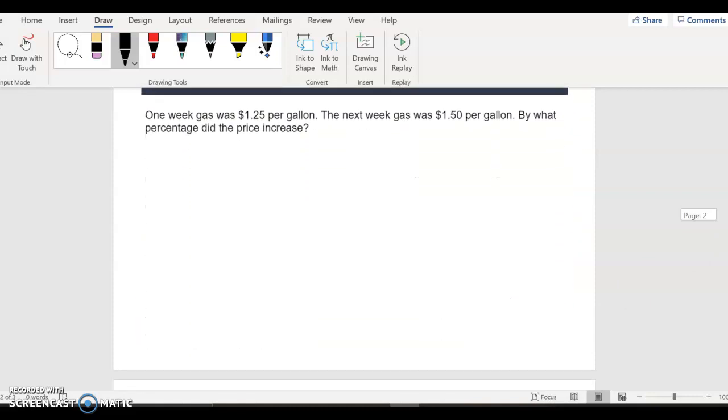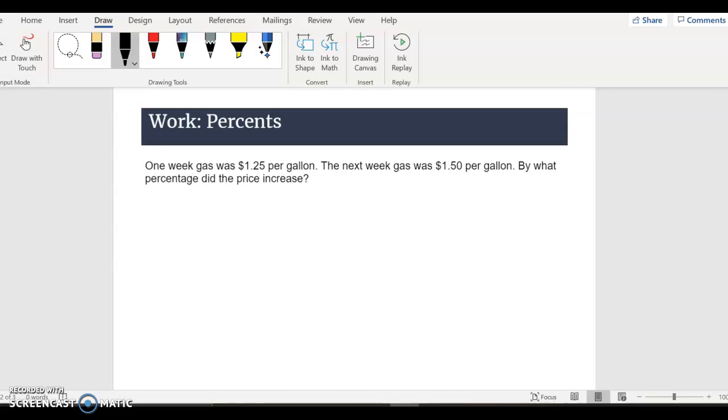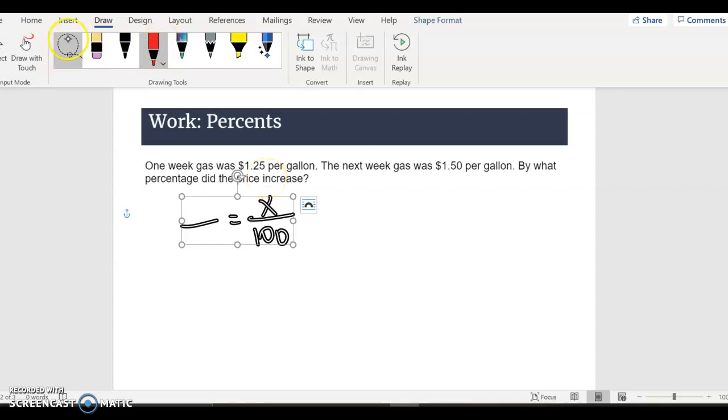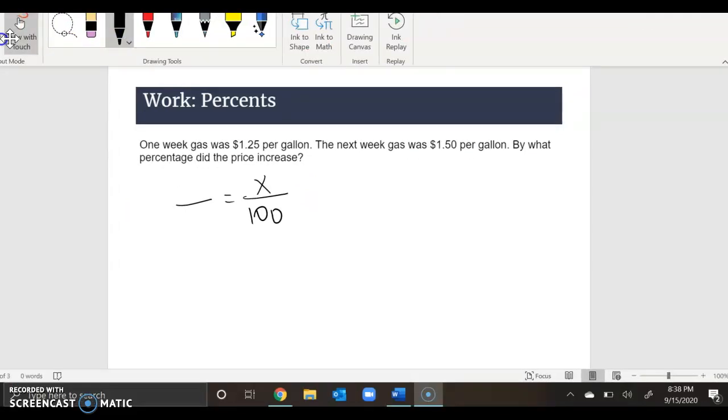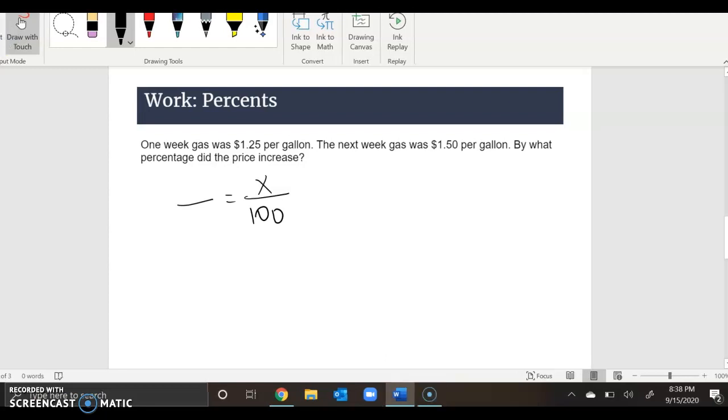Okay. Our next example, 1 week gas was $1.25 per gallon. The next week gas was $1.50 per gallon. By what percent did the price increase? So again, proportion 100. We do not have a percent again, and you can tell we started with one amount, and then we changed to a new amount. So this is again going to be change over original.